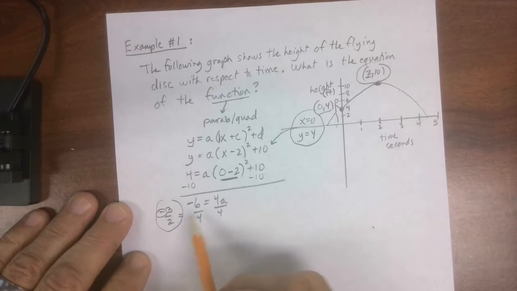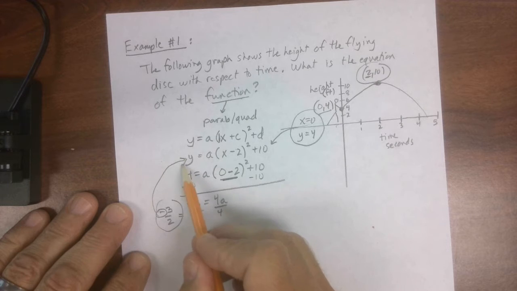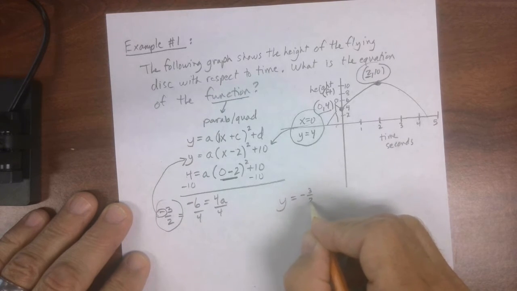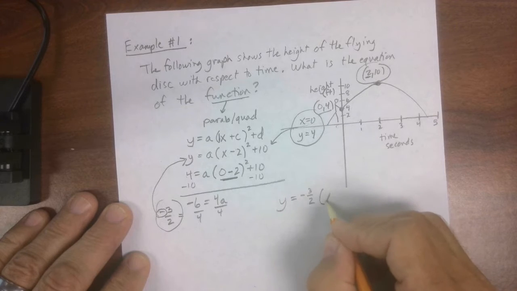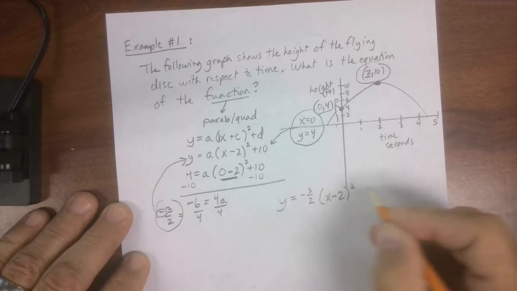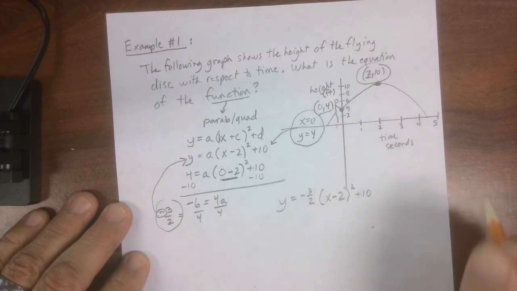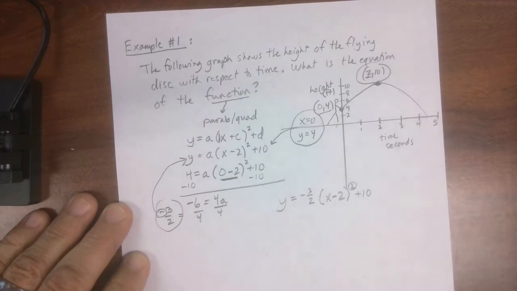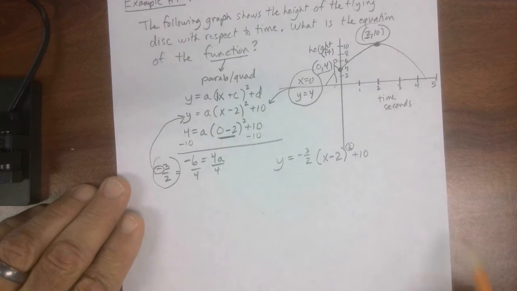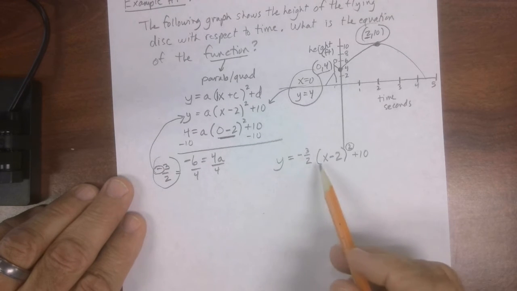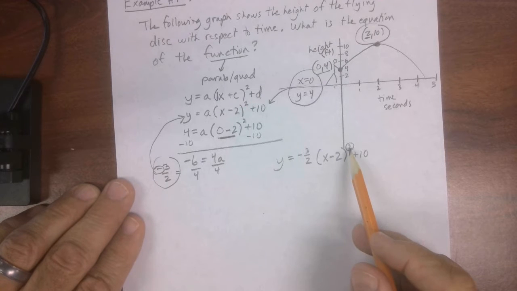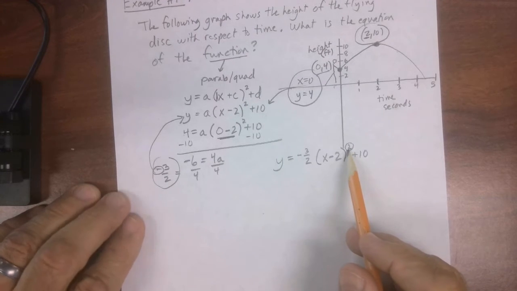So I put that where? I put it right into that equation. So y equals negative 3 halves, x minus 2, don't forget the squared, plus 10. It's sad when students forget to include this. If you do forget to include that, that turns it into a linear equation, and that is 100% wrong, and it's just such a minor detail. Be careful with that.